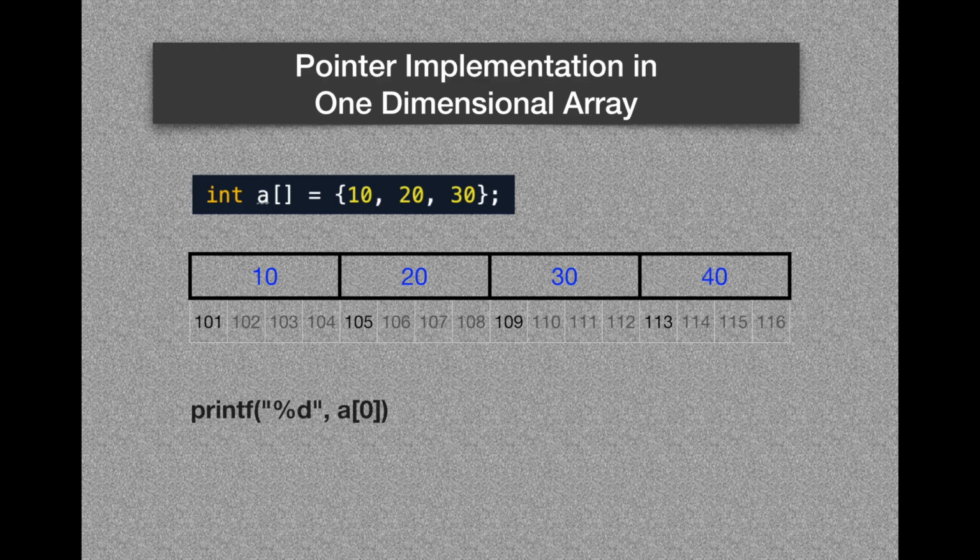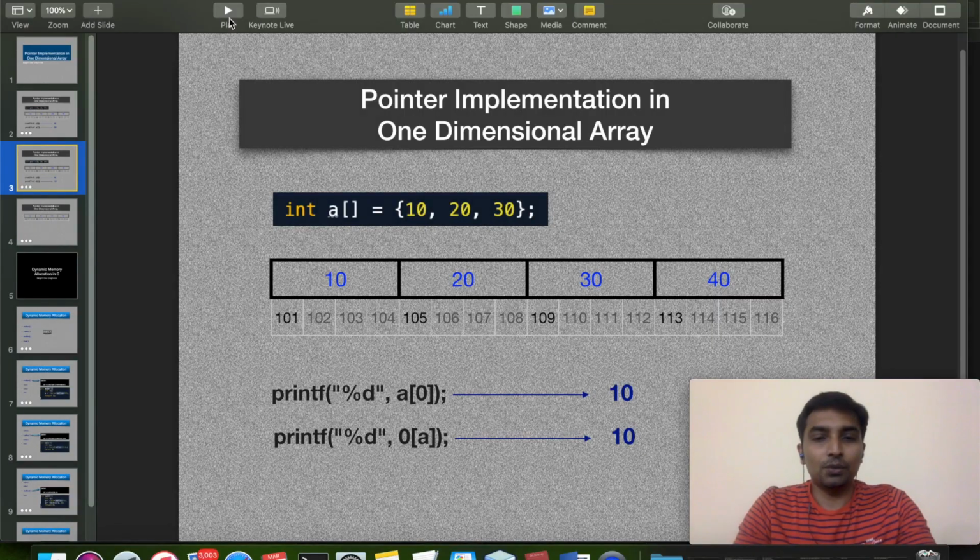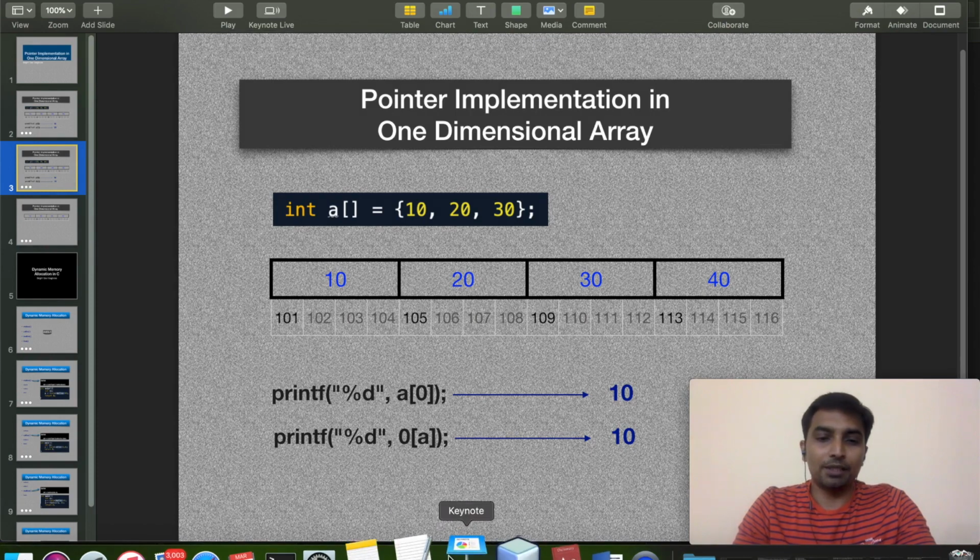In this slide, I am going to show something interesting. We know that a of 0 gives 10. And how about this statement? In the place of a, 0 is written. In the place of 0, a is written. Does it give any trouble? The answer is no. It gives the same output, 10. We are going to see how it is possible. Let me show the computation behind it.